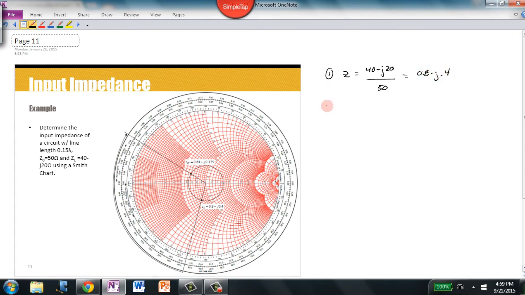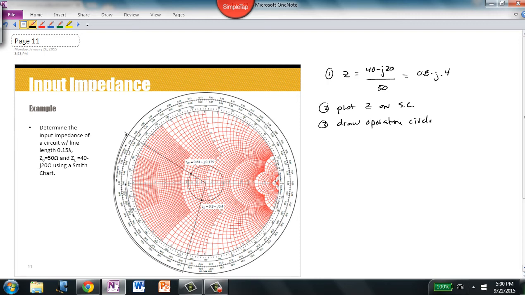The next thing we need to do, step 2, is plot the point z on the Smith chart. I've done that down here. This is different from other examples we've done: since it's minus j0.4, that puts us on the bottom half of the Smith chart. I've plotted that. Step 3, draw the operating circle. So here's the operating circle, which we've drawn.